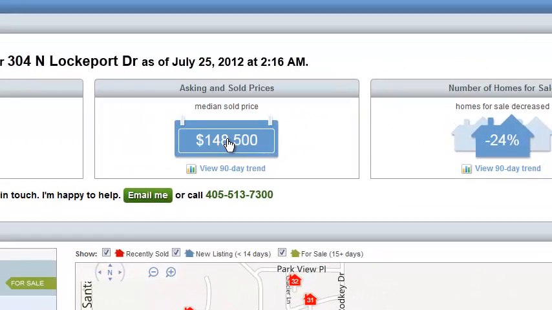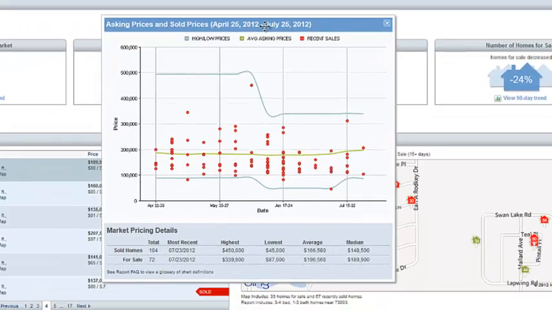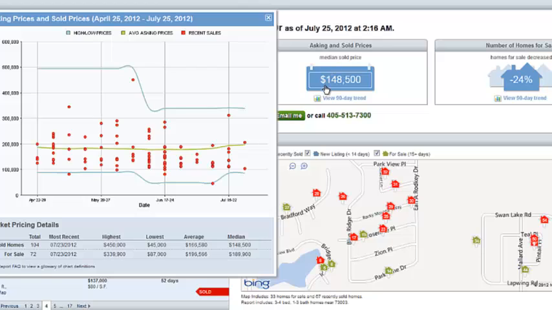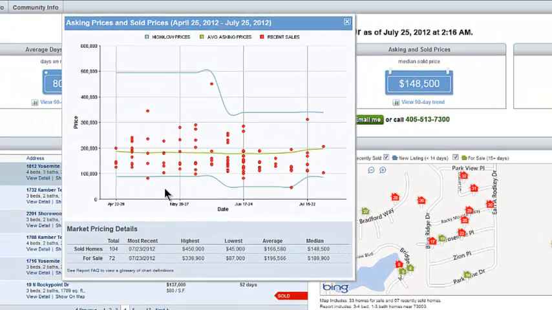The third chart that we're going to look at is the asking and sold prices chart. As you can see in this neighborhood, the average sold price is $148,500. This chart that pops up here is pretty much the same as a price trend chart, and it gives you a general idea of whether prices are rising, falling, or staying stable for similar properties in your area. And it'll also give you the extremes in the pricing.